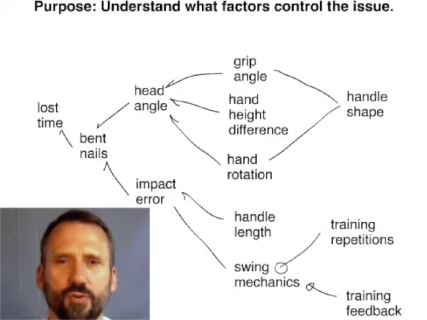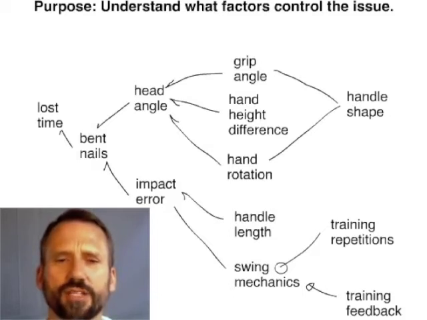As compared with Y trees, these influence diagrams have a major advantage. Actually, they have two major advantages. One, they let us show one variable as affecting multiple other variables. For example, the handle shape affects both the grip angle and the hand rotation. Swing mechanics affects impact error, which we have shown. It also affects head angle, which we haven't shown yet and should.